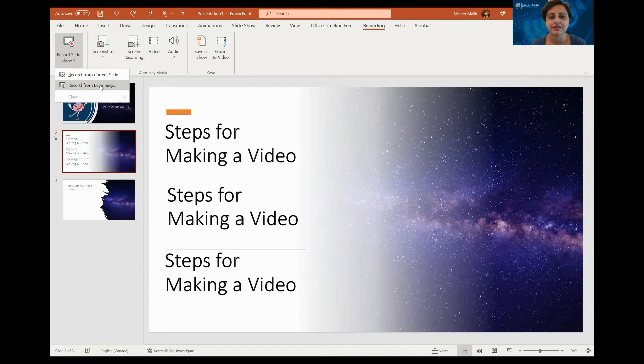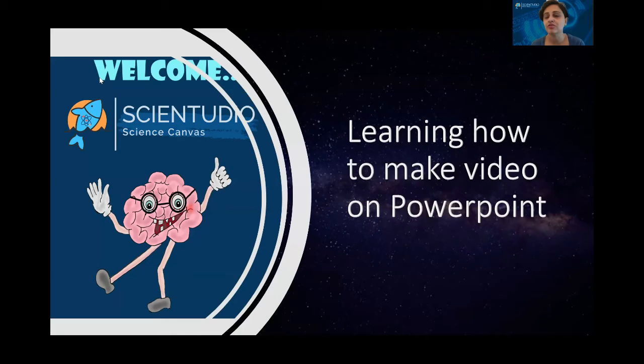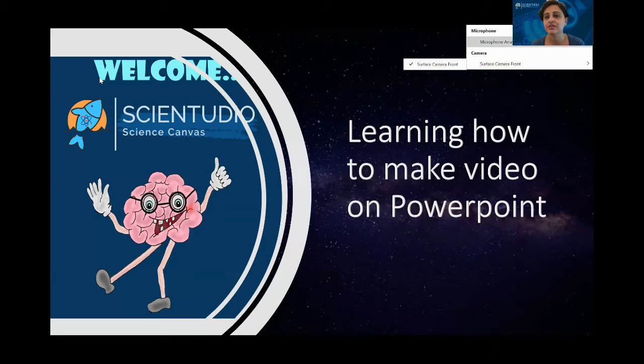I have clicked this. So it says your media recording button is not set up correctly or is already being used by other apps. Because I am using the camera right now, it says it is being used. Please select another or close all the apps using it. So I am using Zoom right now, right? So we cannot technically do that, but I can show you how you can do it. Surface Camera Front, this is open. This is a Microsoft, this is also open.